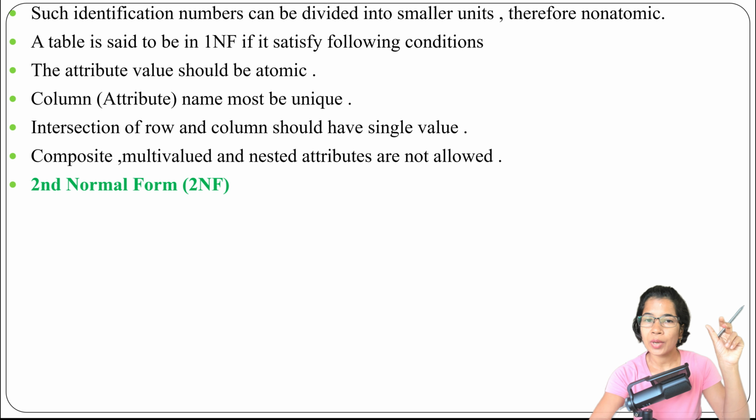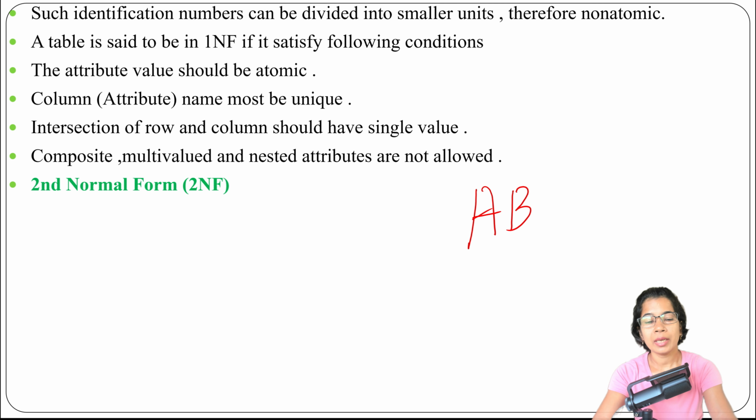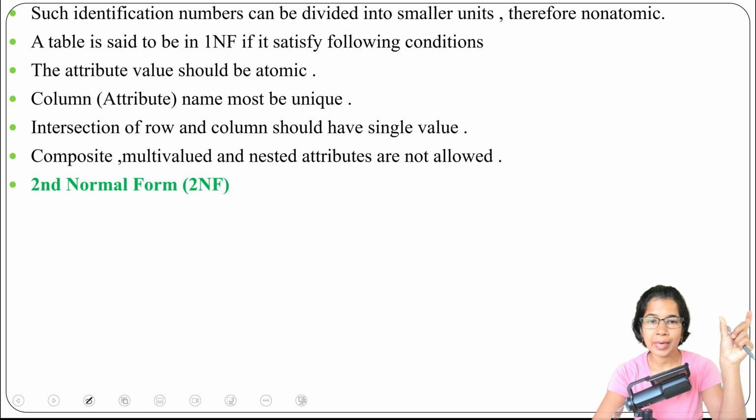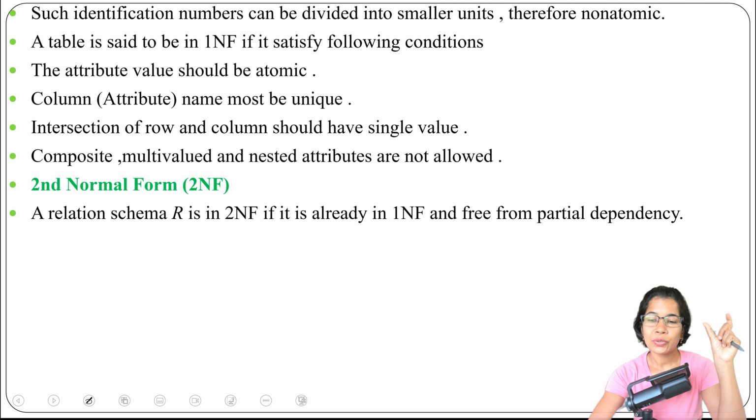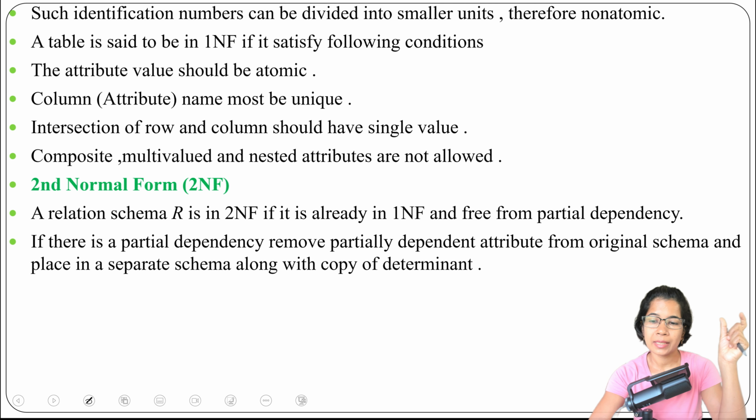Next we will discuss 2NF. For 2NF, the first condition is it should be in 1NF and there should not be any partial dependency. What is partial dependency? Suppose A, B combined are the key, then C should not depend only on B or only on A. That is a partial dependency. So in one relation, every attribute should depend on its key. If there is any partial dependency, we can separate that and make another relation for that. So a relation schema is in 2NF if it is in 1NF and free from partial dependency. If partial dependency exists, we can separate the table.